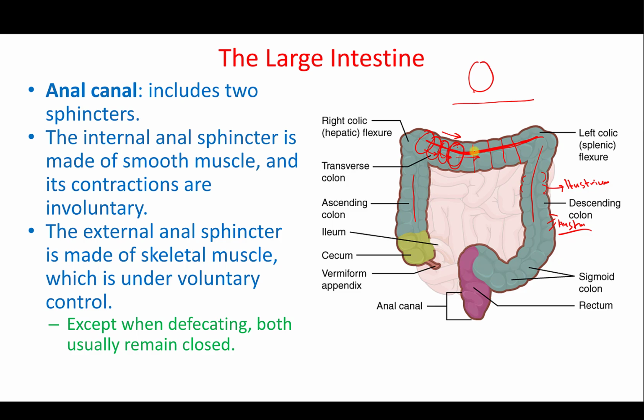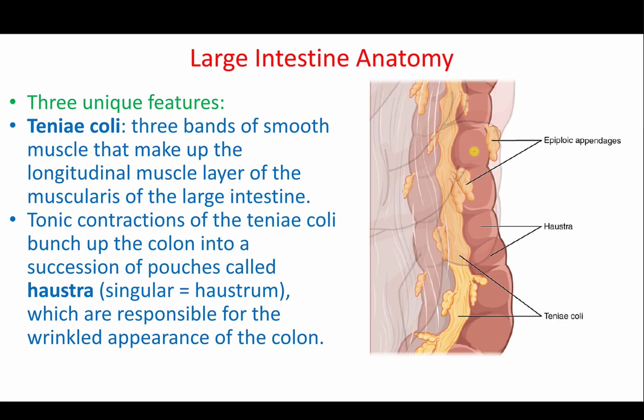Then the third modification, which is not shown here, is the epiploic appendages. Those are appendages of fat, or sacs of fat, that are around the large intestine, but there is no clear function for them. Why do we have them there? Almost nobody knows. So that is for the large intestine.